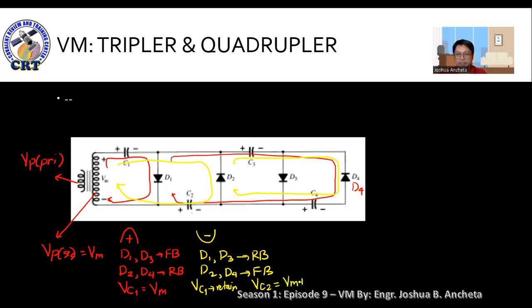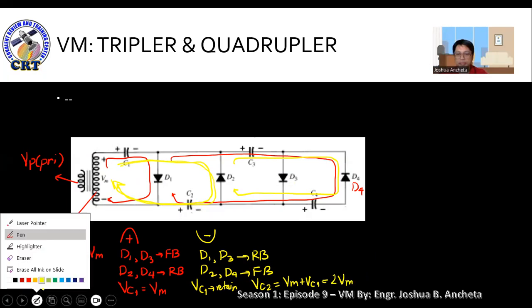Vm plus VC1. Right? So if you trace the input or this loop, the loop involving capacitor 2, it passes through Vm, and it also passes through VC1. So therefore, VC2 will charge up to 2 Vm.